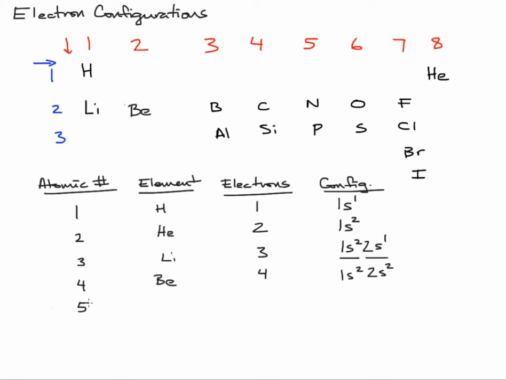So we're going to go to atomic number 5, which is boron. It has 5 electrons, 1s2, 2s2. So where does the fifth electron go? Well, it's not going into the 3s orbital because we're not in the third period yet. We're still in the second period. We're going to introduce a new orbital type. So that's the p orbital. So that fifth electron is going into the 2p orbital.